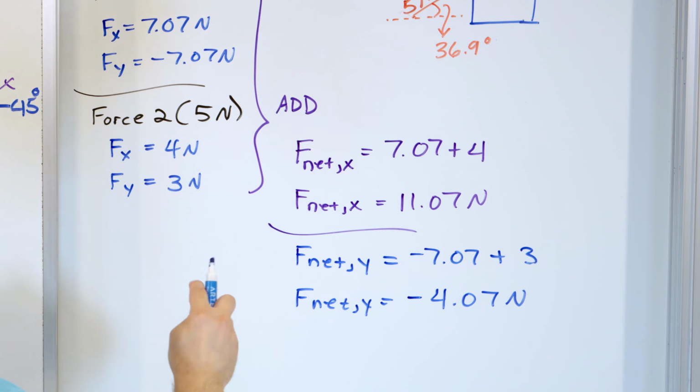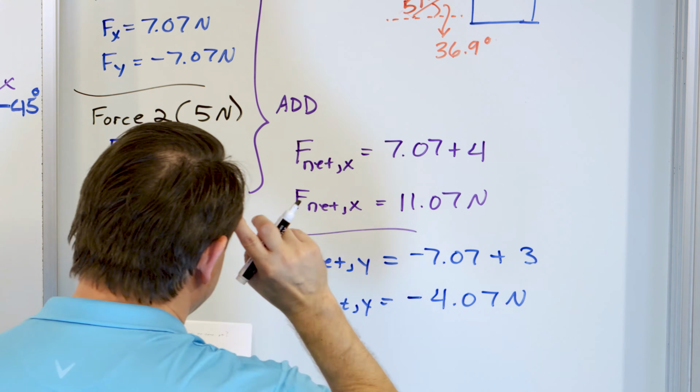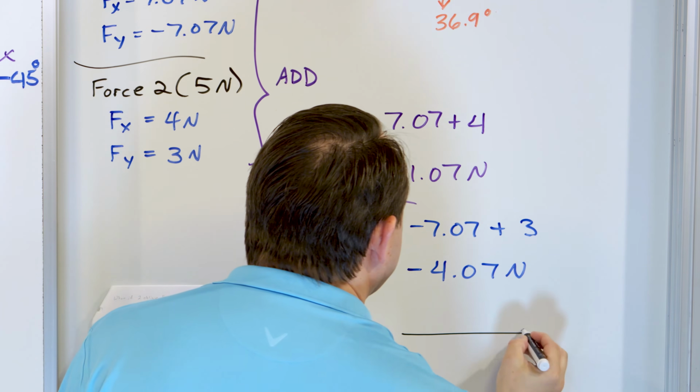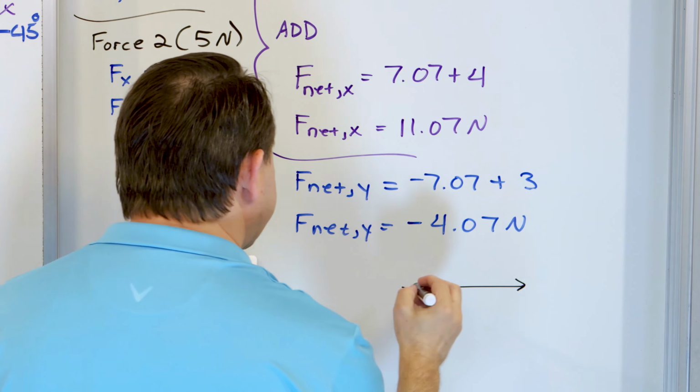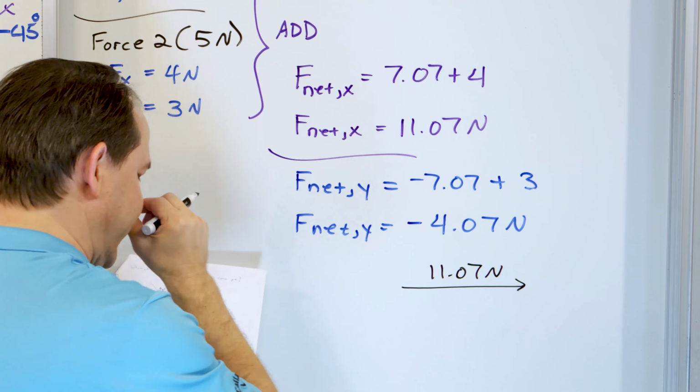So now we have these components. How do we turn it back into a single vector? Well, first, let's just draw a little picture. The x force here is 11.07 newtons. That's a positive number acting to the right.